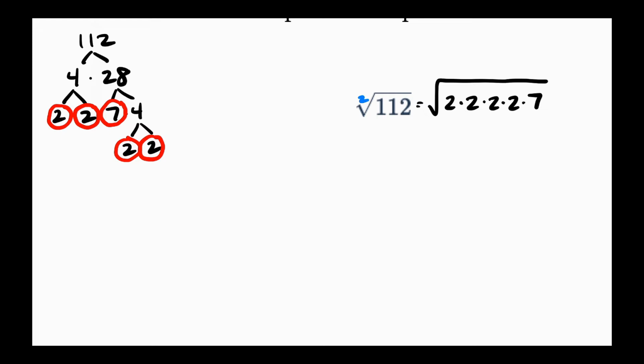It's a square root, right? So anytime I'm finding a square root, I need to find pairs. So let's circle the pairs. That's our next step. Circle any pairs. I got a pair there. I got a pair here. 7 doesn't have a pair, so I'm not going to circle it.